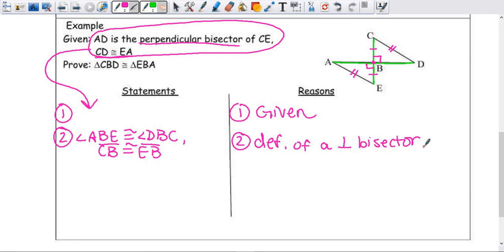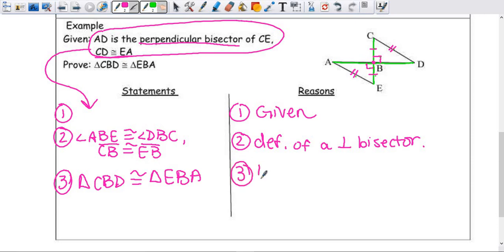Now I can look and see if I have a triangle congruency statement or if I need more. I've got right angles and I have hypotenuses and I have a corresponding leg, so I do have HL. So we are already done with this proof. Triangle CBD is congruent to triangle EBA by HL. All right, so those are some proofs that you might see with hypotenuse leg. Just know to add this to your collection of triangle congruency statements. All right, see you in class.